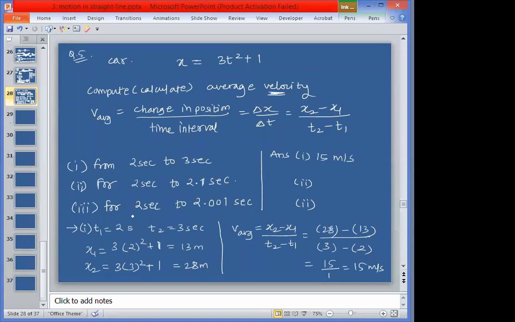Second case answer. Okay, you are giving different answers for the second case. It means it needs calculation for x2. You can calculate x1, right? The initial position will be the same. The initial position at 2 seconds is 13 meter. Initial position x1 is equal to 13 meter. That will remain the same for all 3 cases.